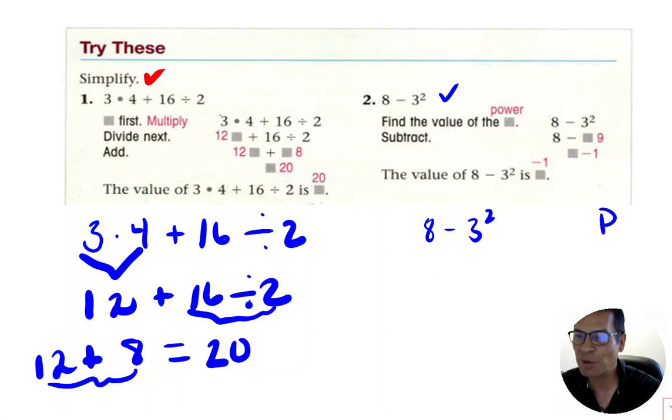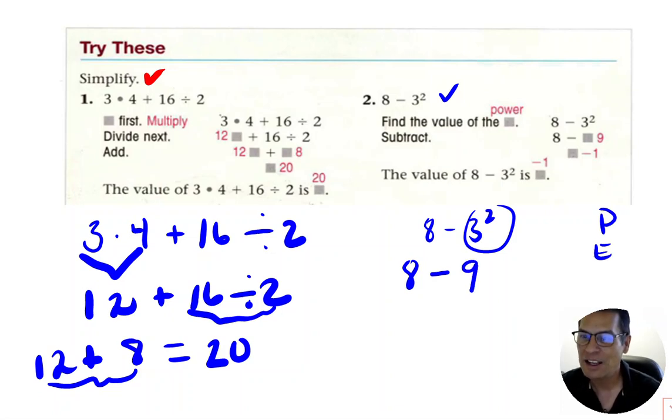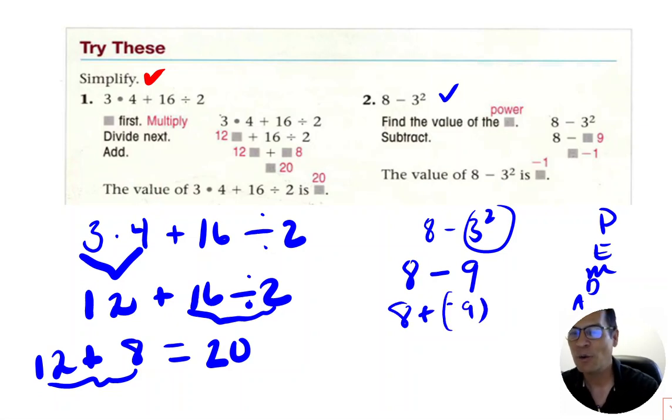So PEMDAS, parentheses, I don't have any. I've got an exponent. All right, so 8 minus 3 squared, 3 times 3, so that's 9. All right, so I don't have any multiplication, no division, no addition. I do have subtraction. So 8 plus negative 9. All right, notice that we're going to grab the absolute value based on what we did in the last chapter, 9 minus 8. But in this case, 9 is the largest. So 9 minus 8 is 1.